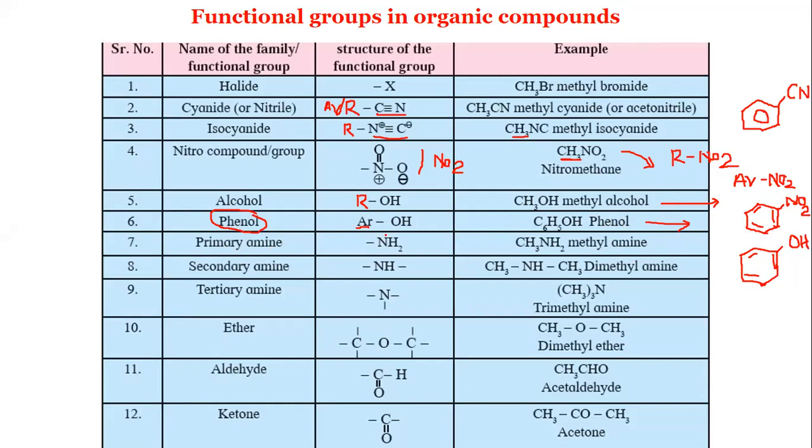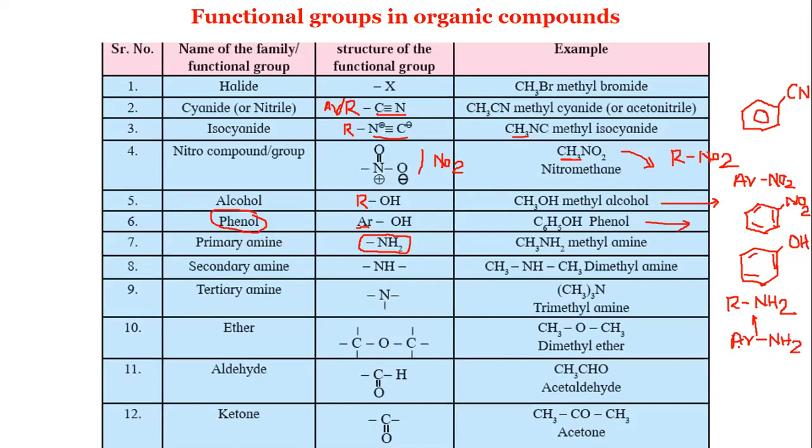Then primary amine, when NH2 group is there, see, this is NH2 group. When NH2 group is attached to the R group, it is RNH2. Suppose this is RNH2, it is aliphatic amine. Aliphatic amine and aromatic amine, there are 2 types of amines. When the NH2 group is attached to the R, it is a primary aliphatic amine. And ArNH2, when Ar group is there, ArNH2 is primary aromatic amine.